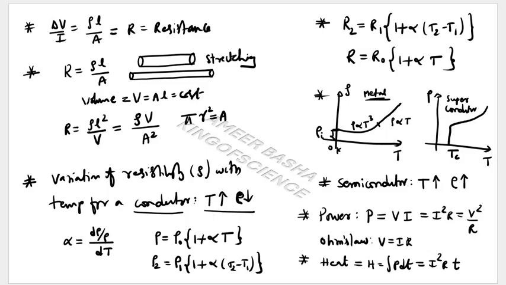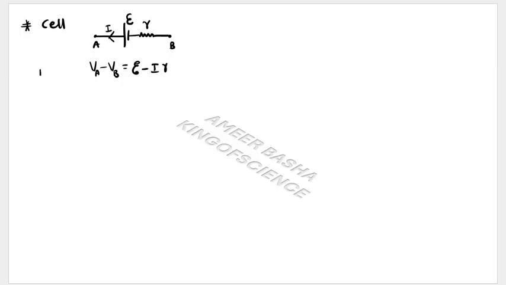After that, let us discuss about the cell. A cell generally consists of something like this, symbolically we represent it like this. There will be a battery, so a potential difference will be there. There is an internal resistance. This end I call A and this end I call B. If the current is coming out of the cell, then the potential difference VA minus VB is equal to E minus IR. This is the case of a discharging cell.